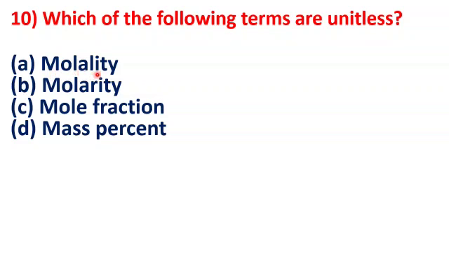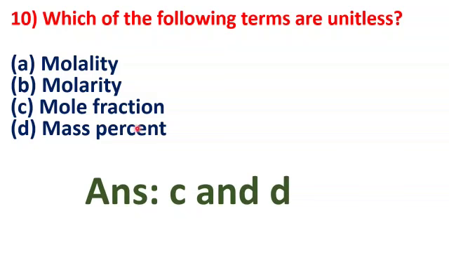So you know that molality has a unit of mole per kg. Molarity has a unit of mole per liter, or molar. Mole fraction does not have any unit, and mass percent also does not have any unit. Hence, the correct options are C and D. These two quantities are unitless.